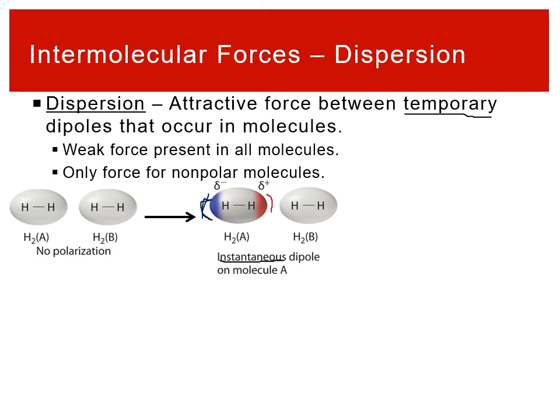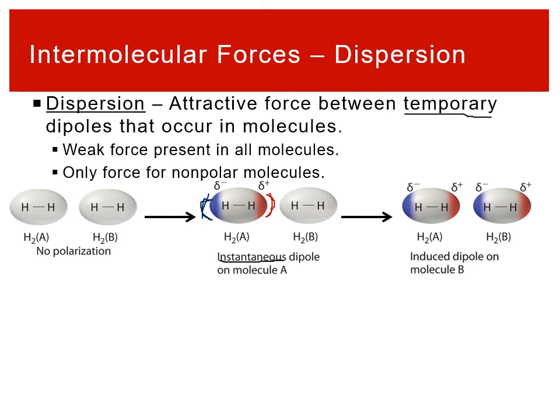That means there are fewer electrons over here. There's a positive end of this molecule and a negative end of this molecule. It's not caused by any sort of underlying electronegativity or poles. It's instead random chance. It just happened in an instant.